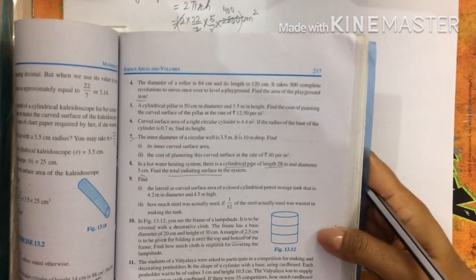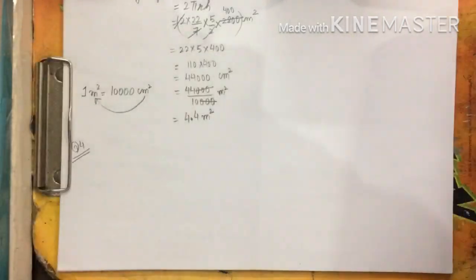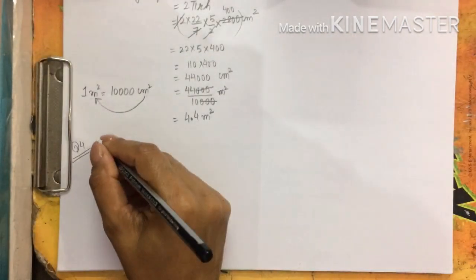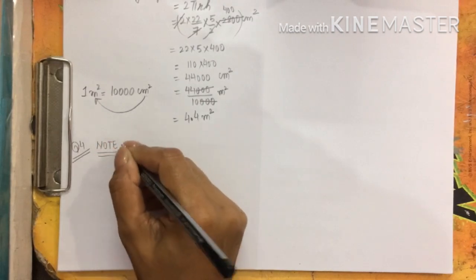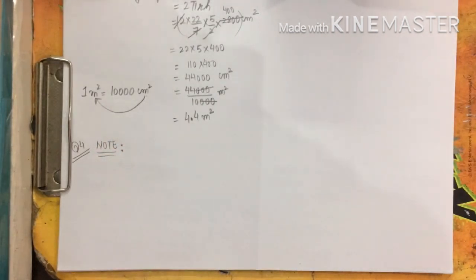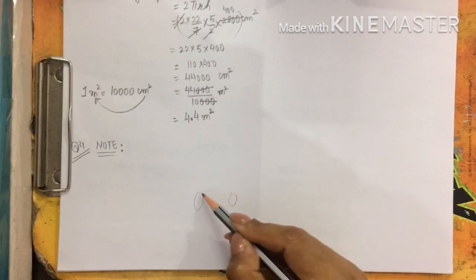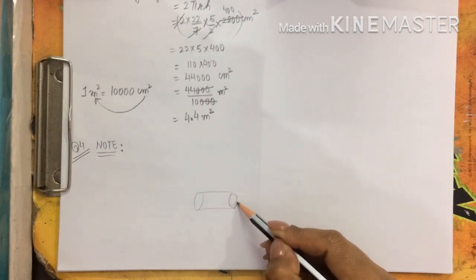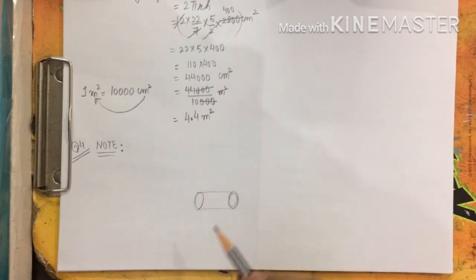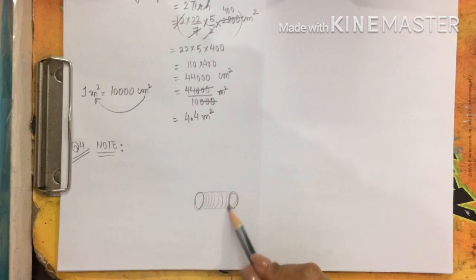Now there is a note that I would like you to write down before we start with this question. Write down a note. There are two facts about a cylindrical object. Once a cylindrical object rolls over a surface, its curved surface comes in contact with the ground. So if you imagine the road roller rolling on the ground, or if the road roller is being used to level a ground, its curved surface comes in contact with the ground.